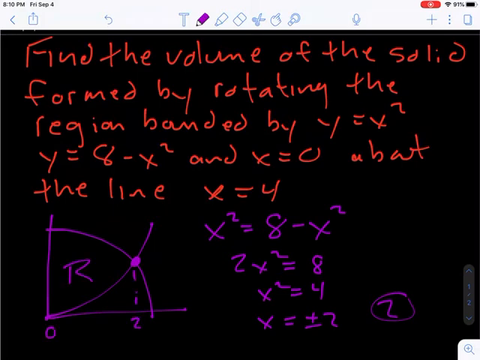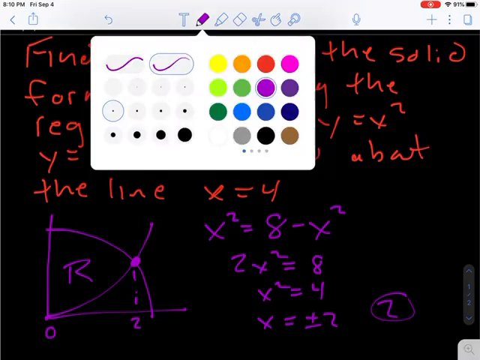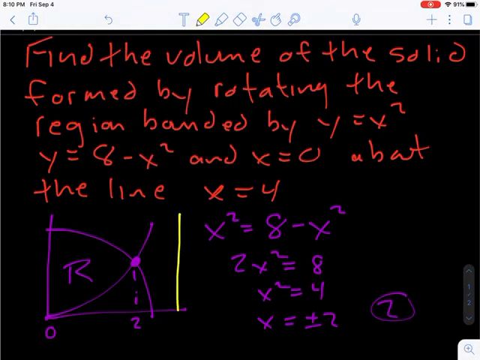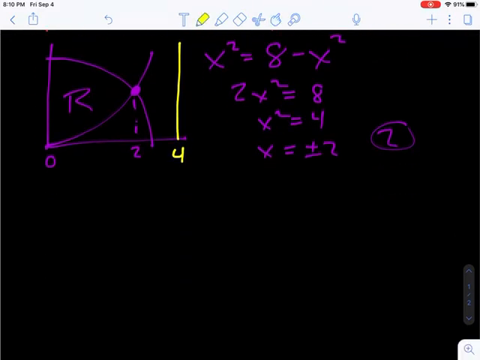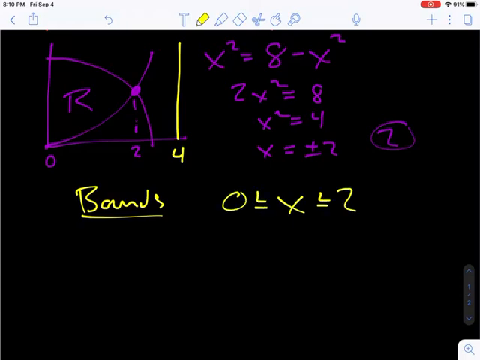So our region R, and let's put our axis here. There is 4. And so we are rotating the region R around the line x equals 4. So we need to find the bounds of integration. And we pretty much just did that. We know that the bounds are going to be x less than or equal to 2, greater than or equal to 0.